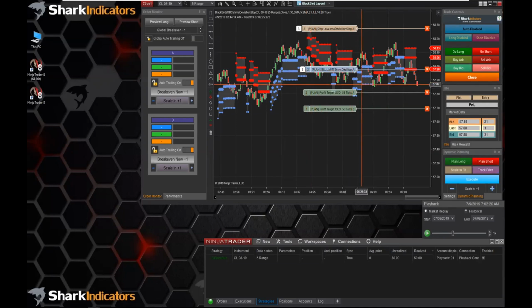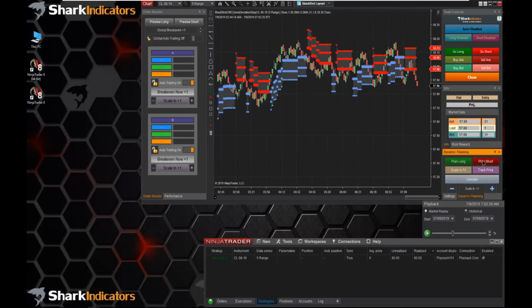So you can plan this out, and of course I could move my entry order too, but once you're ready to go, you can hit the big blue execute button, and then your trade is placed live, exactly how you planned it out, just like that. So that's really the core purpose of the Dynamic Planner here.